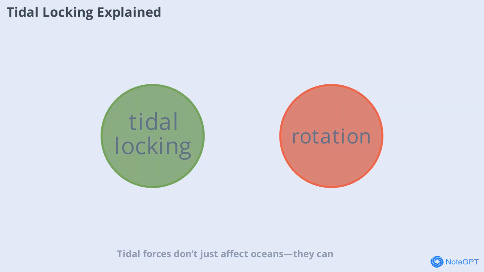Tidal forces don't just affect oceans, they can also influence the rotation of celestial bodies. Over time, tidal interactions can slow a moon's rotation until it matches its orbital period, a phenomenon called tidal locking. This is why we always see the same face of the moon from Earth. Tidal locking is common throughout the solar system and plays a crucial role in the evolution of planetary systems.